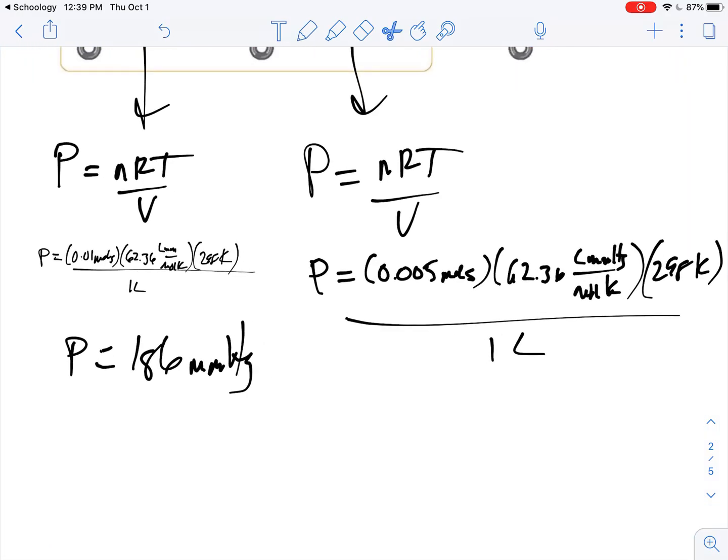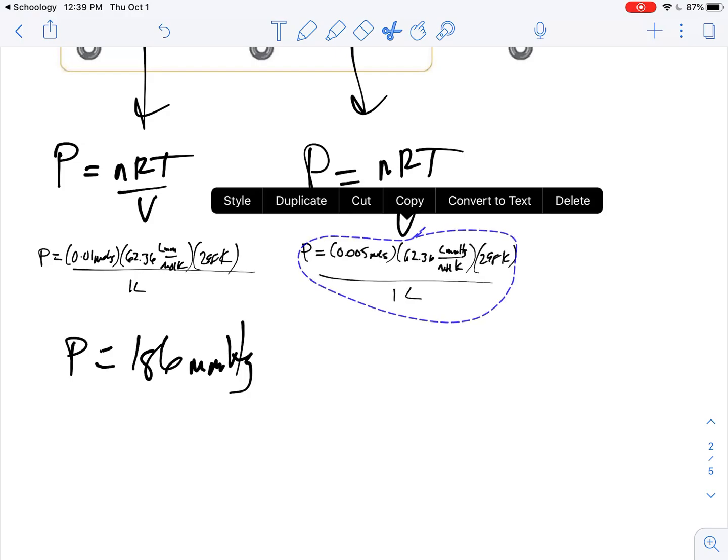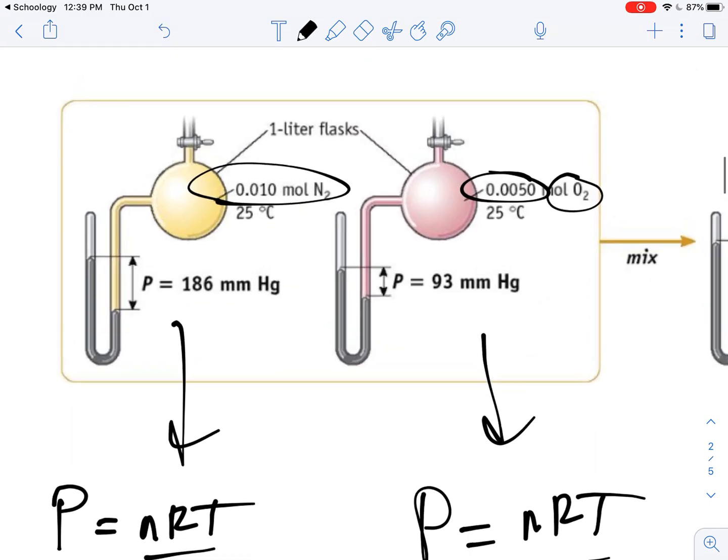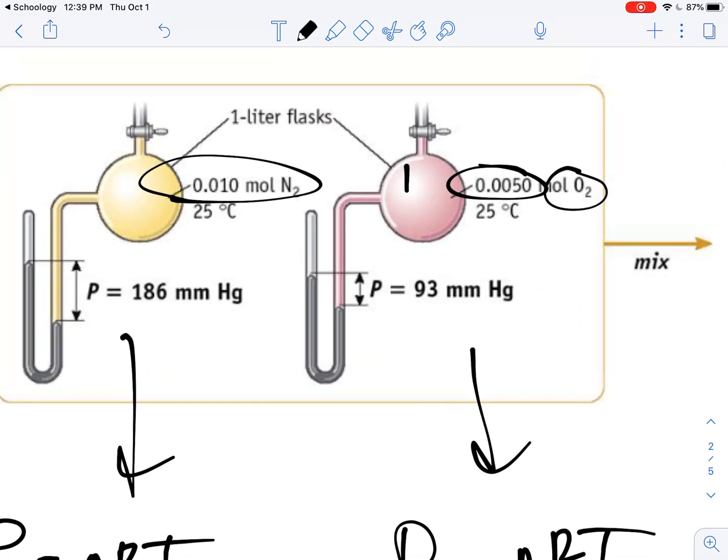And again, when you do the math on all of this and multiply and divide everything out, you get that the pressure is 93 millimeters of mercury, which again is not surprising, because the only thing that's different is that this guy is half of this guy being 1. So the pink guy is half as much as the orange guy there.